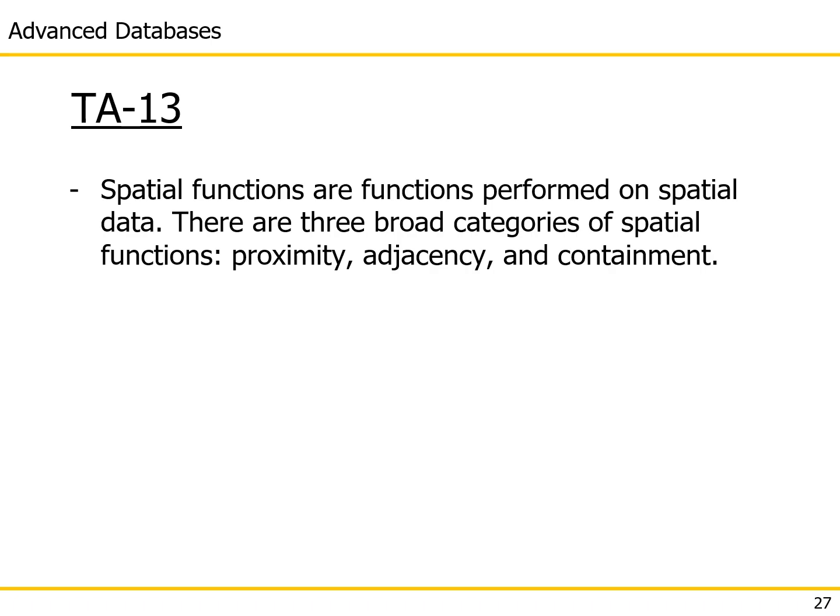So here are some takeaways. Spatial functions are functions performed on spatial data. There are 3 broad categories of spatial functions: proximity, adjacency, and containment. In other words, if you go to any spatial database, which means a SQL database that has spatial features, you're going to ask about two main things. First of all, what are the basic data types that exist there? You need 2 basic data types: a data type to represent points and a data type to represent polygons or regions.